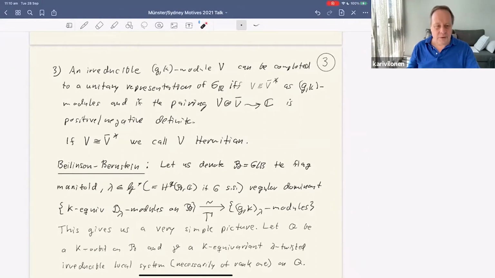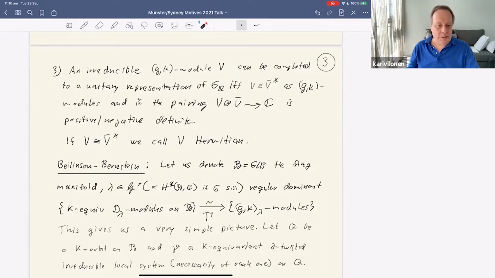And then what Beilinson and Bernstein told us a long time ago is that if I consider K-equivariant D lambda modules on the flag manifold and take the global sections, I get all these (g,K) modules where the center acts via this element lambda.